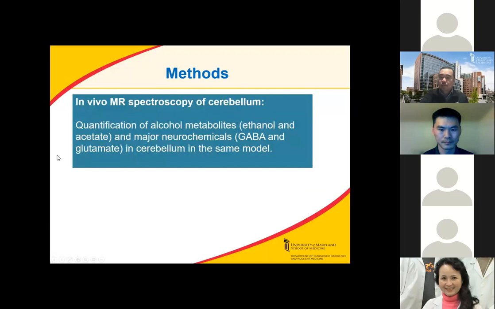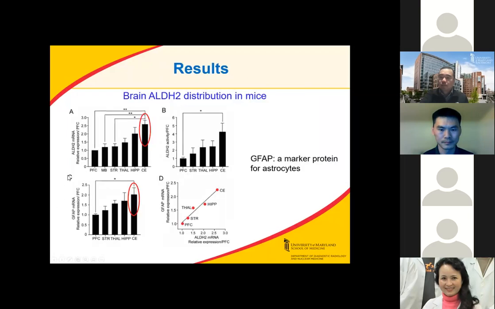Here, as I just mentioned, we do quantification for alcohol, acetate, and the major neurochemicals, GABA and glutamate, in the cerebellum in the same animal model. First, we evaluated the ALDH2 messenger RNA expression in different brain regions. From here, we know the cerebellum has relatively higher ALDH2 messenger RNA expression compared to hippocampus, thalamus, striatum, and the prefrontal region.